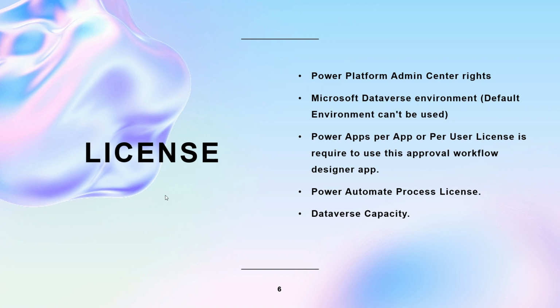If I talk about the Power Apps licenses, a Power Apps per app or per user license is required to use the approval workflow designer app. If I talk about the Power Automate license, a Power Automate process license is required in the case of approval kit. And at the end, as we know, everything in approval kit, like approval information and other information, is stored in Dataverse. So Dataverse capacity is also required in the case of approval kit. So approval kit is, you can say, a kit built with premium features. Given these features, you need both Power Apps and Power Automate licenses to support user designing and to basically manage the approval.